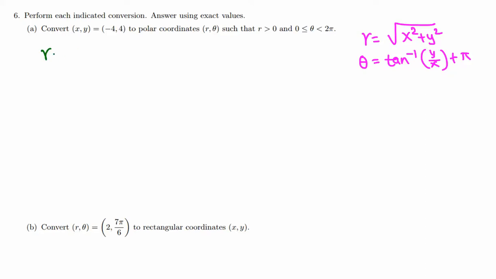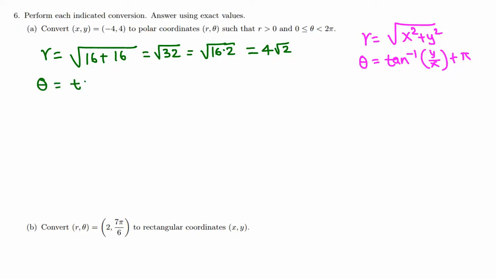So let's find r. That's the square root of x squared: negative 4 quantity squared, that's positive 16, plus 4 squared, 16, that's 32. 32 is 16 times 2, and the square root of 16 is 4, so 4 root 2. Okay, that's the r.